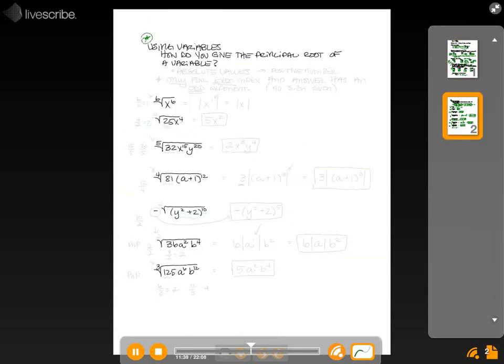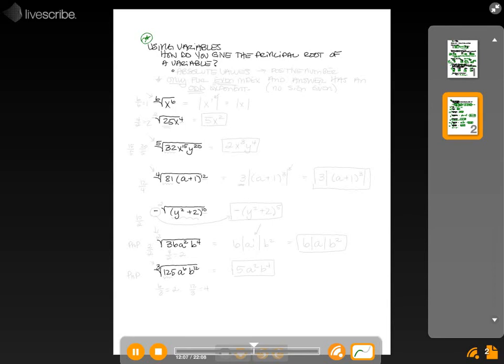We have one more thing to talk about, and it is using variables. Now I've got a question here for you. It says, how do you give the principal root of a variable? Because a variable could represent anything. You could put any number in there. We don't know what that number could be, because it'll tell us sometimes what number to plug in. We may not even know. How do you know what the principal root of a variable is, since it could be anything?